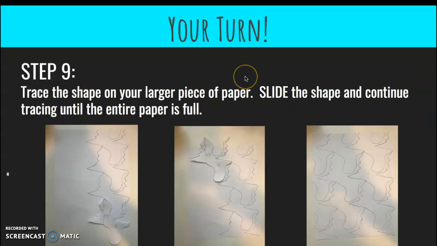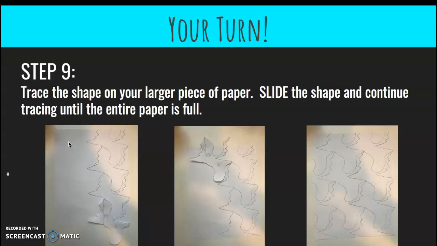Okay, then step 9, you need to trace the shape on your larger piece of paper, and you need to slide the shape and continue tracing until the entire paper is full. So I started up here and I traced around, and then I moved all the way down, and then I moved it up here and fit it in perfectly and started tracing again and moved it down. And then I had to do mine a third time over here, but not all of the shape I created fit on the paper, but you still have to finish it over there.